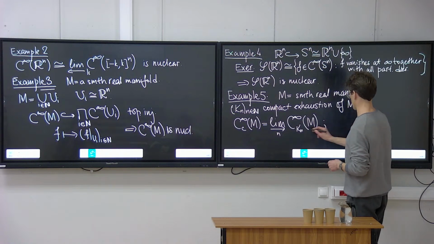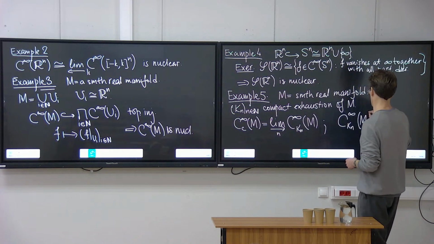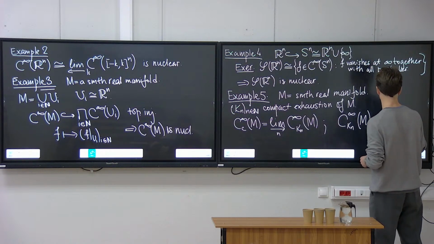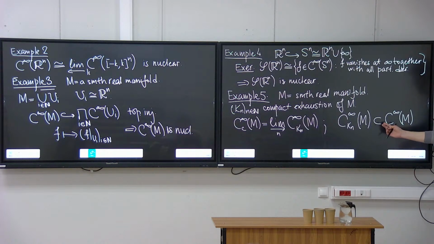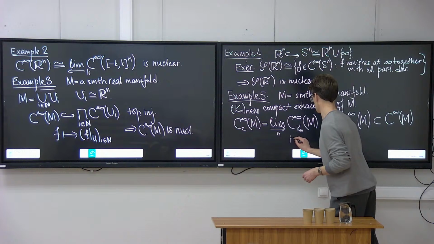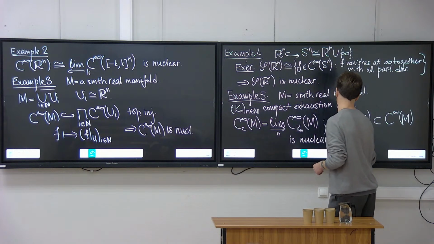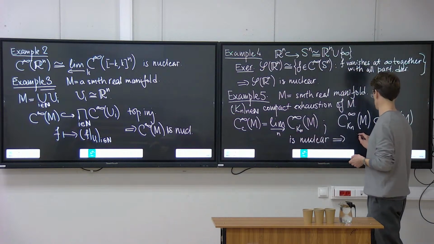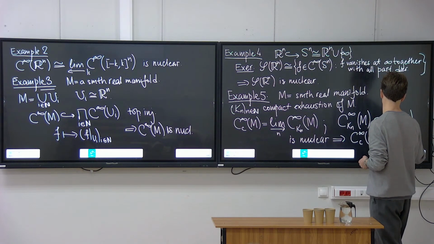And each space here, C infinity of K_n, is equipped with the topology induced from C infinity of M. This is just the definition of the topology here. So we see that this space is nuclear. And we already know that a countable inductive limit of nuclear spaces is nuclear. So we conclude that the space of smooth compactly supported functions is nuclear.